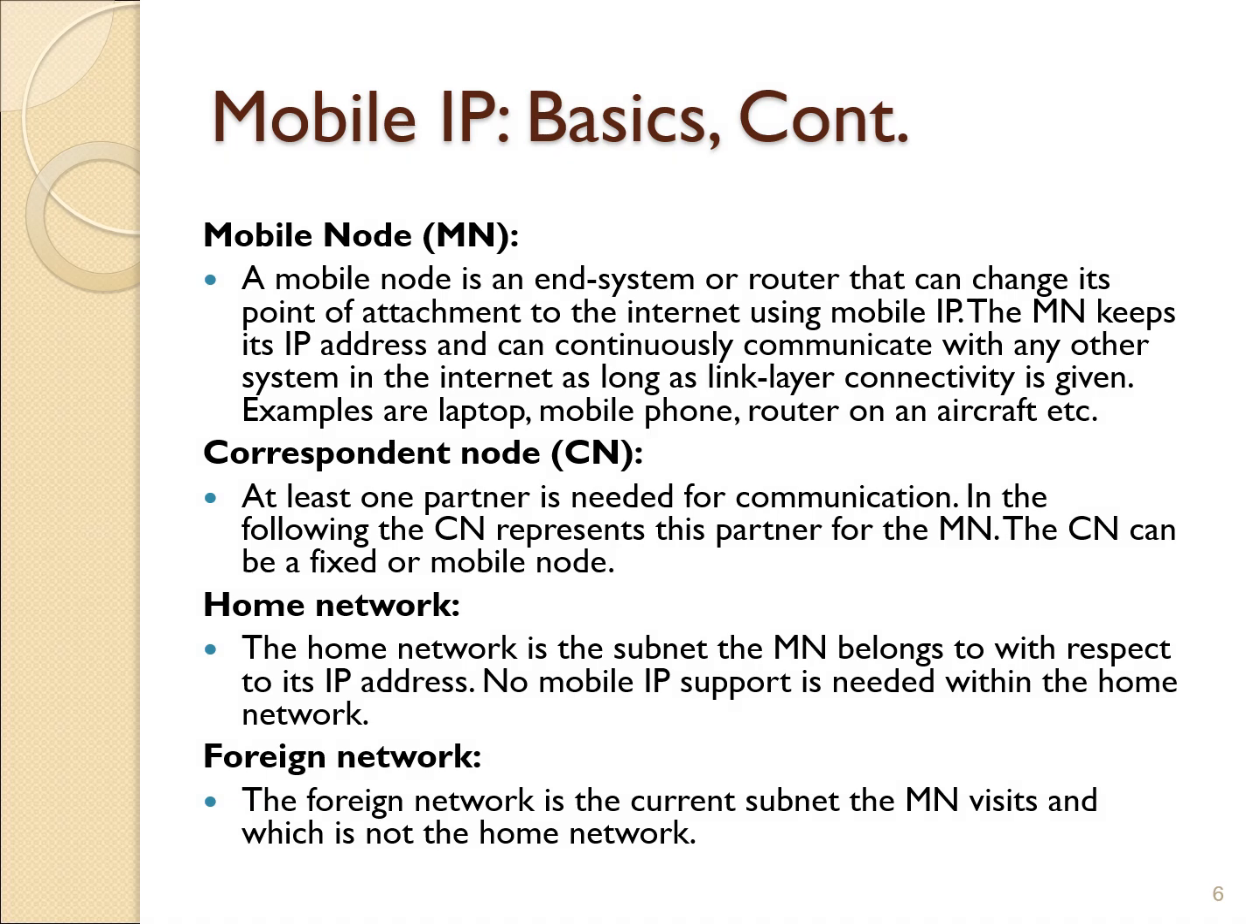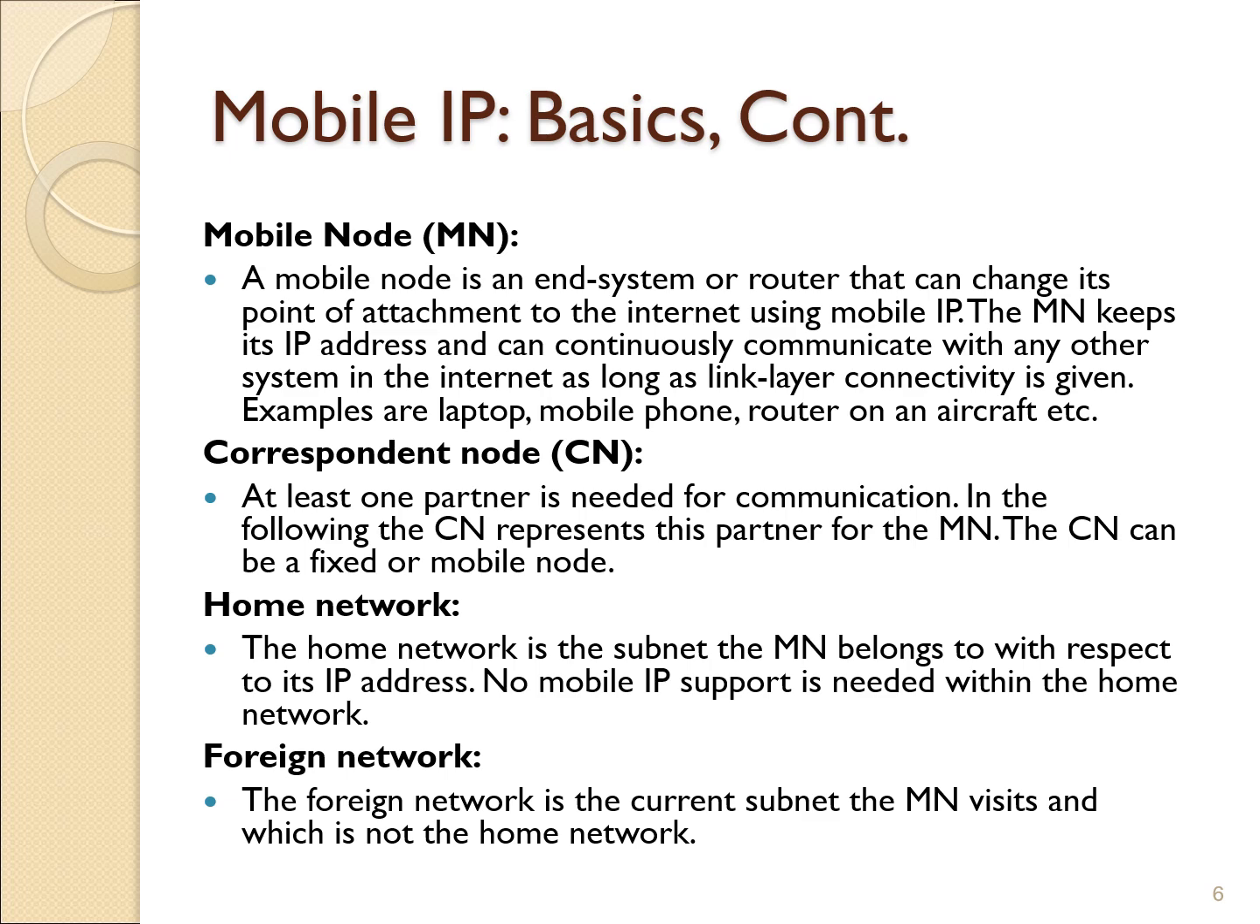First is the mobile node. The mobile node is an end system or a router that can change its point of connection to the internet using mobile IP. The MN keeps its IP address and can constantly communicate with any other system in the internet as long as link layer connectivity is given. A mobile node may be a small device like a laptop, or it may be a router on board an aircraft. Next is the correspondent node. The correspondent node represents the partner for an MN, the mobile node. The CN can be a fixed or mobile node.